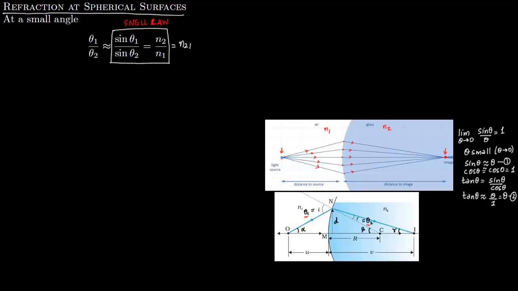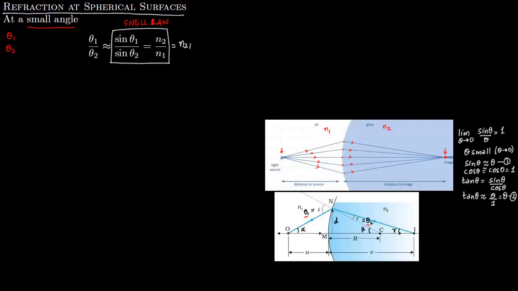By Snell's law, sine I by sine R is equal to N2 by N1, which is equal to N21. Now you take this theta as very small. So theta 1 and theta 2 are both small angles. So sine theta 1 is approximately equal to theta 1, and sine theta 2 is approximately equal to theta 2.